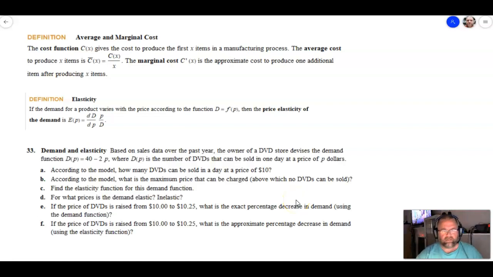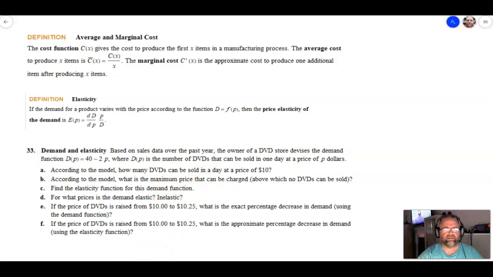Let's take a look at number 33 here. This is in the back of the book, and it says, based on sales data over the past year, the owner of a DVD store devises the demand function D of P is equal to 40 minus 2P, where D of P is the number of DVDs that can be sold in one day at a price of P dollars.